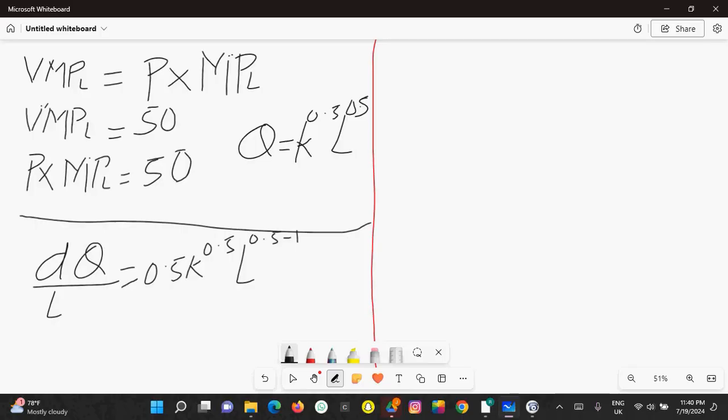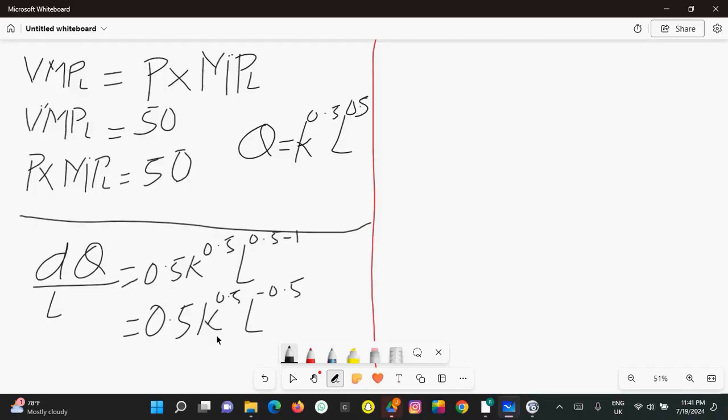Right. So now the reason why we have 0.5 is because we multiply 0.5 raised to the power by the L to the whole thing. That's why. So now we are getting 0.5 K raised to the power 0.5 L raised to the power negative 0.5. Right. This is our marginal product.